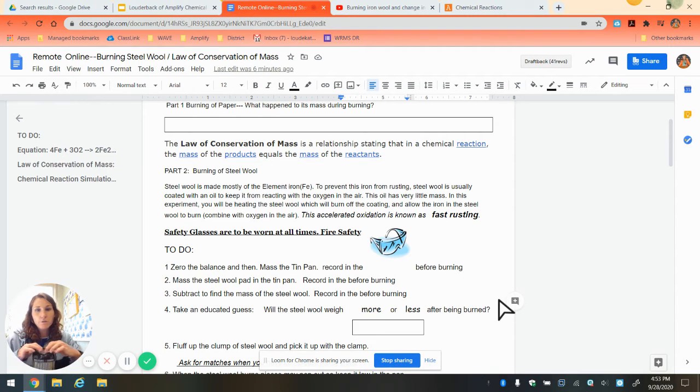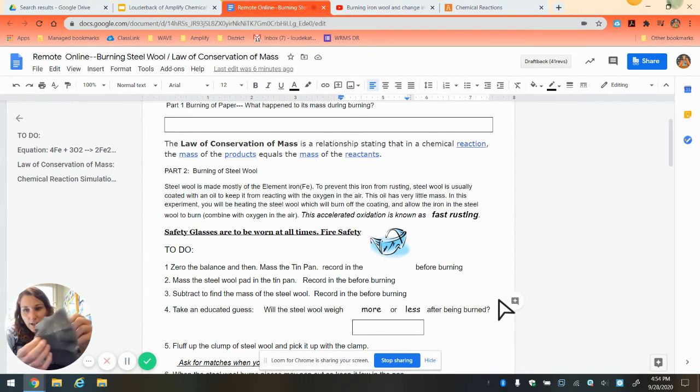What we're going to do is heat the steel wool with a 9-volt battery, which will cause an accelerated oxidation, or a fast rusting reaction. Okay, now this is the steel wool right here. I have so many kids that tell me it feels like wool.